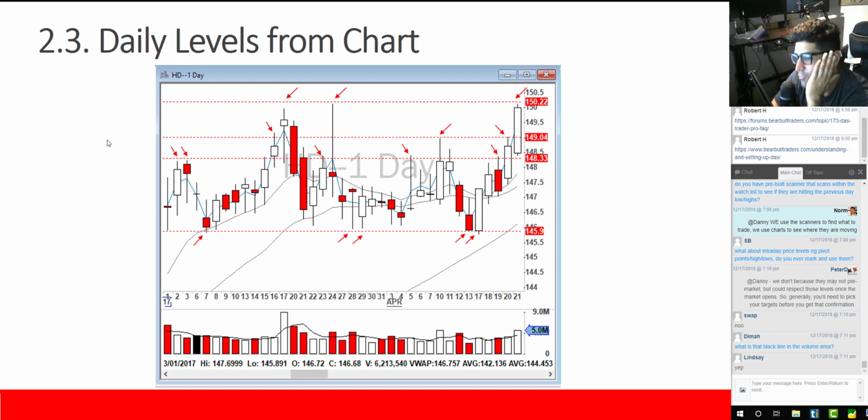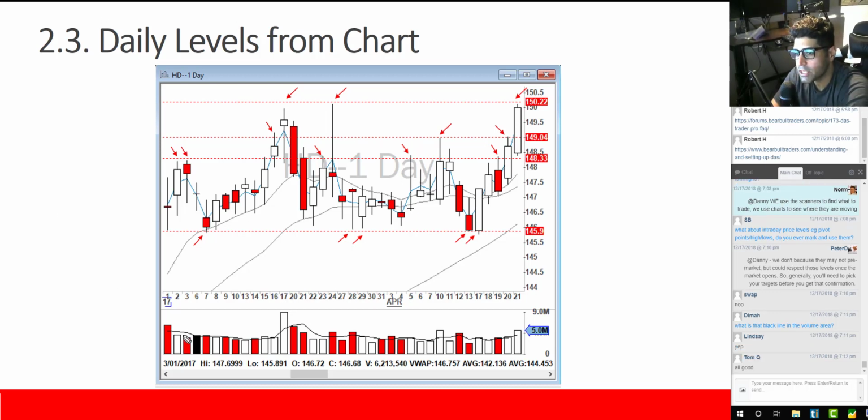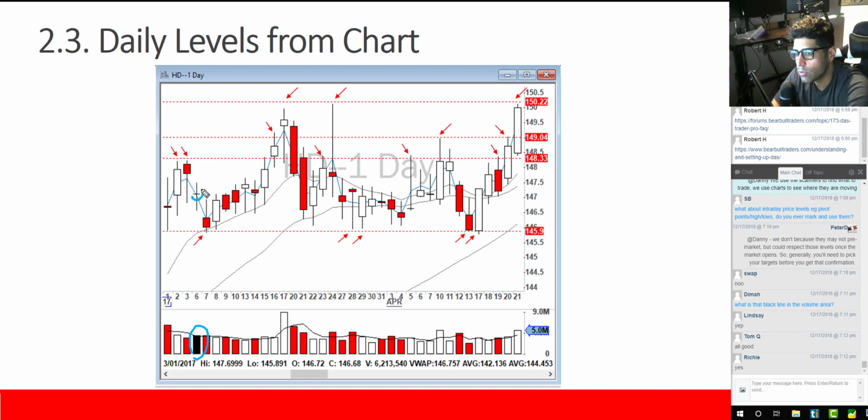So the black line means this is a doji. The black means the candlestick is neither red nor green. It means the open and close are at the exact same price.